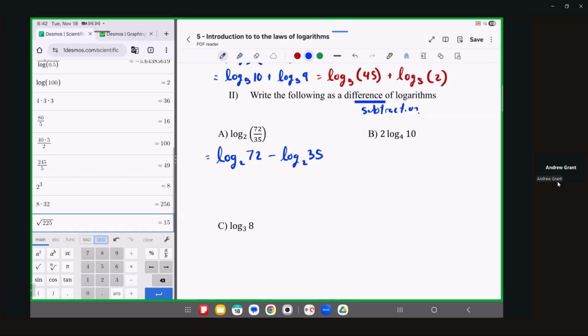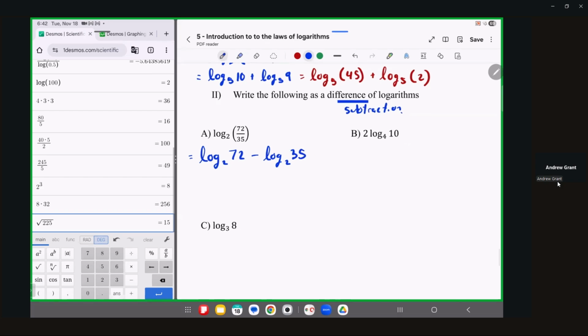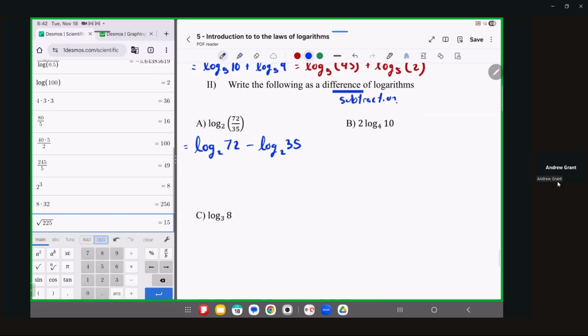Okay. Letter B says 2 log base 4 of 10. Now, you might be thinking, and you would be correct, could I write this as 4 log base 4 of 10 minus 2 log base 4 of 10? And that would be absolutely correct.